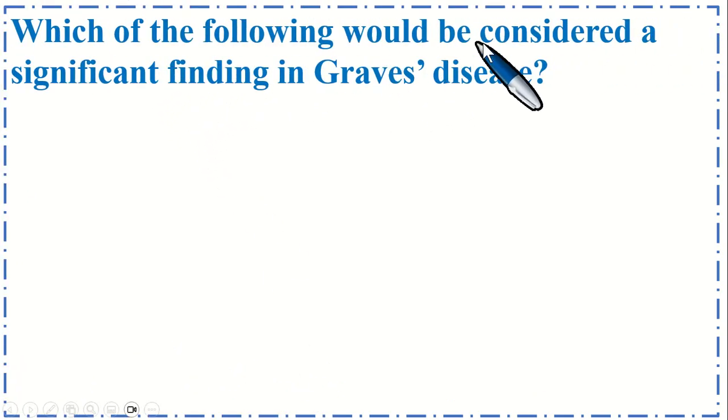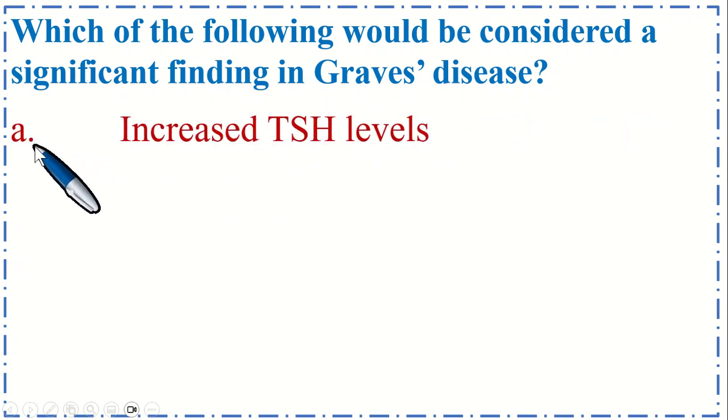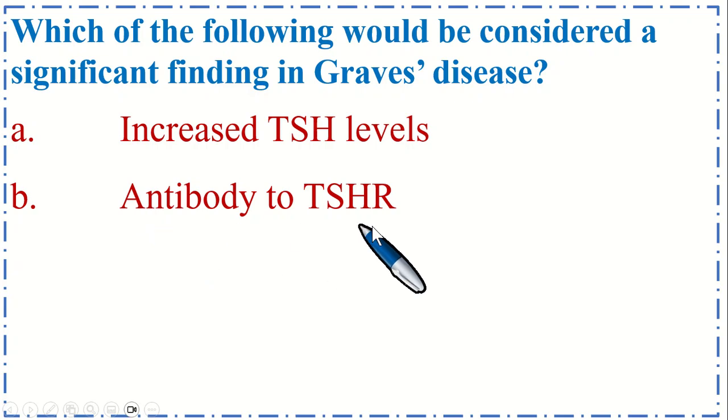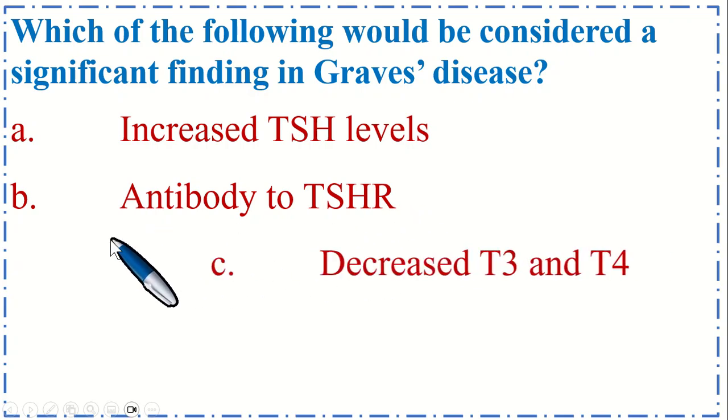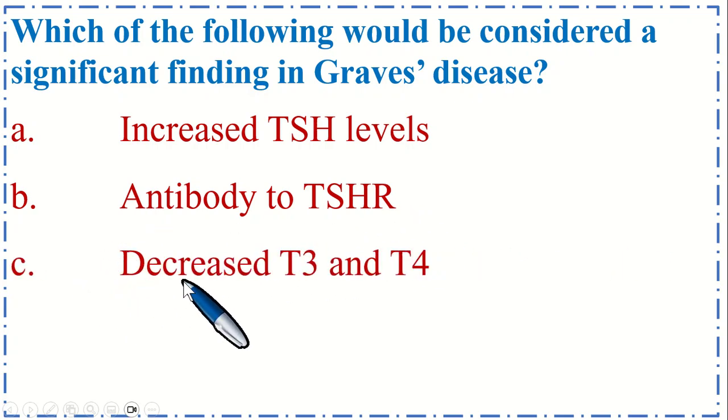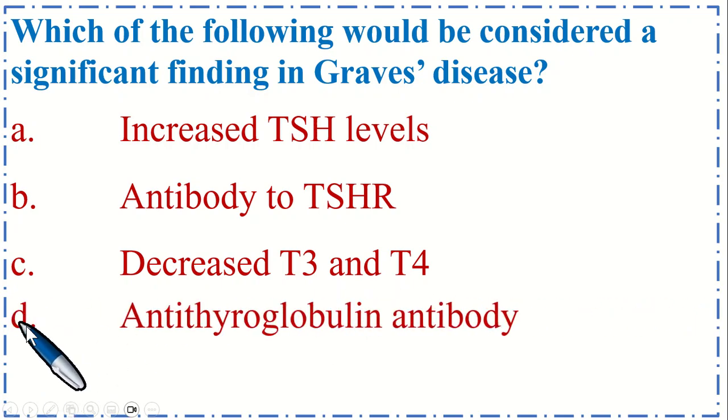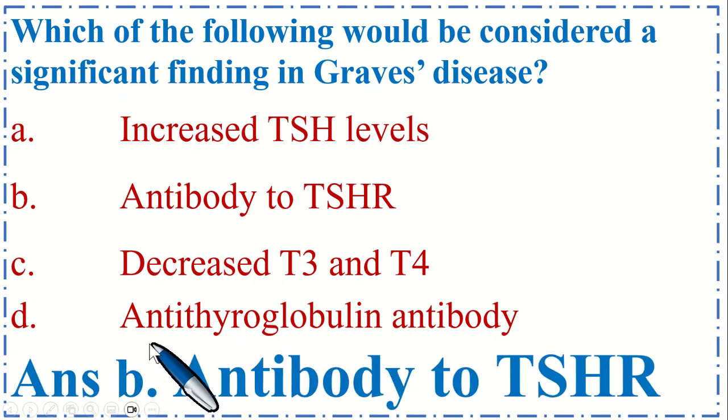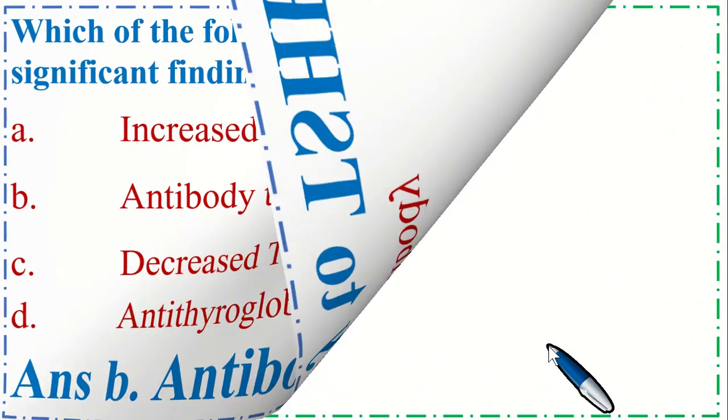Which of the following would be considered a significant finding in Graves' disease? Option A. Increased TSH levels. B. Antibody to TSHR. Option C. Decreased T3 and T4. And option D. Thyroglobulin antibody. So the correct option is B, antibody to TSHR.